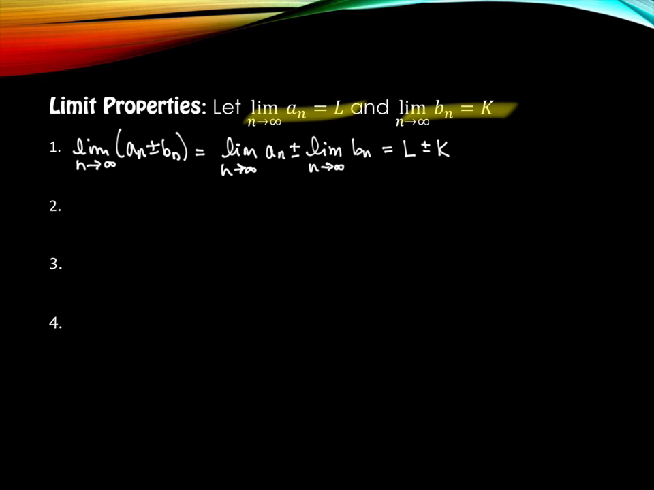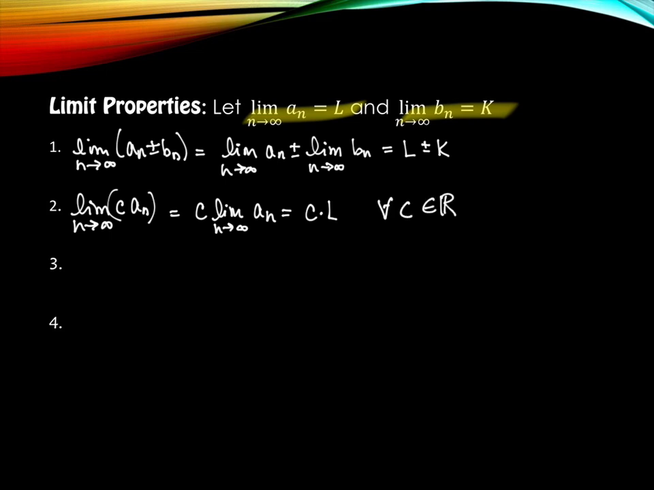All right, the second one is that the limit as n goes to infinity of C a sub n is going to equal the same thing as moving the C in the front. The constant or the coefficient can move out in front. And this actually, that's not an n, that should say a sub n. And then this would be C times L. So I can move the coefficient multiplier, the constant multiplier, out in front. And this works for all C values in the real numbers. Okay, so all C values that are real. Positive, negative, it works for 0. Rational, irrational, doesn't matter. All of them work just fine.